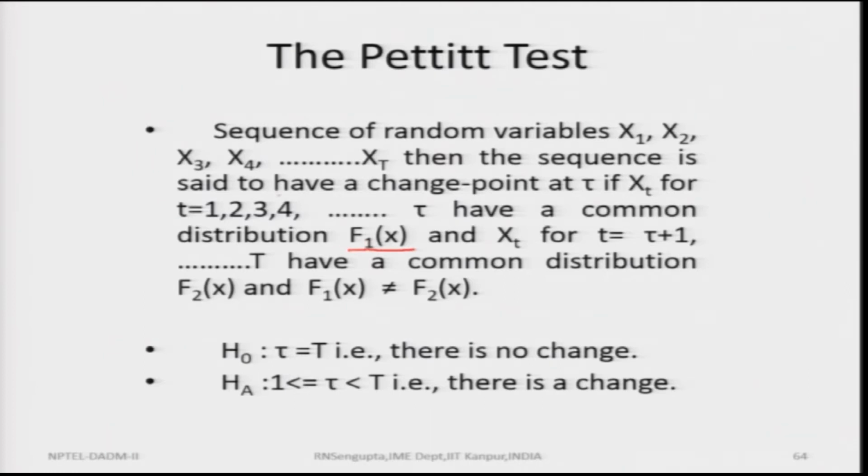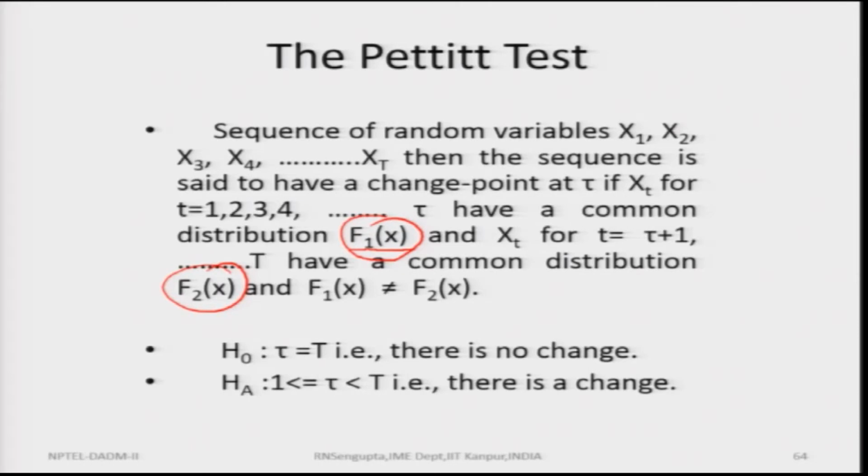This 1 does not have any significance with 1, 2, 3, 4 in the time series; it is basically a functional form. Starting from tau plus 1 till capital T, there would be another distribution f2 such that f1 and f2 are different. That means I am considering the distributions themselves changing, not the parameter values. It is a simplistic form: normal changing to exponential, or exponential changing to gamma, and so on.